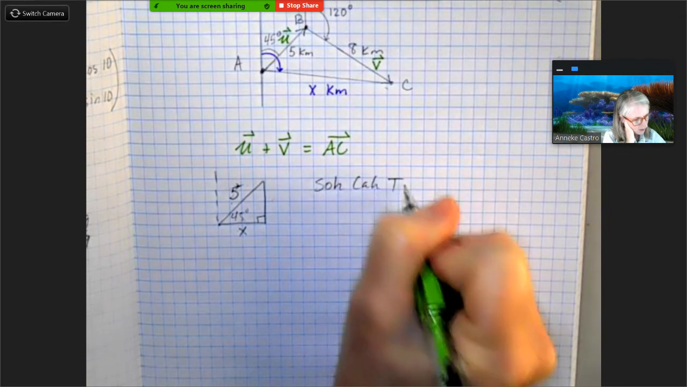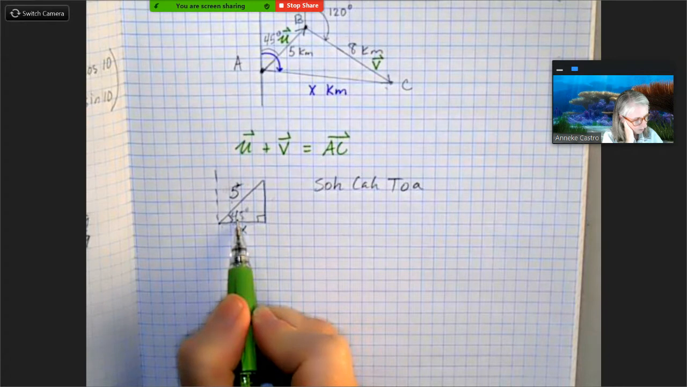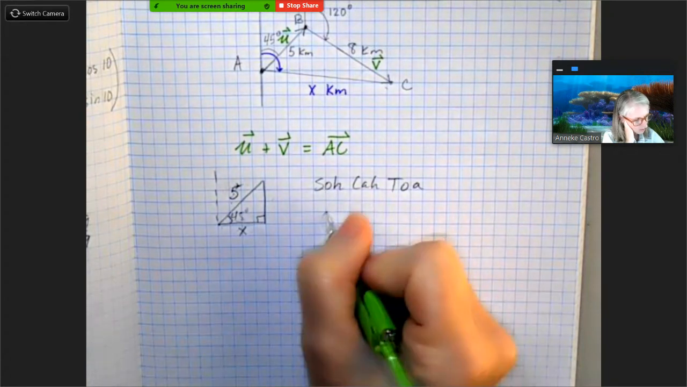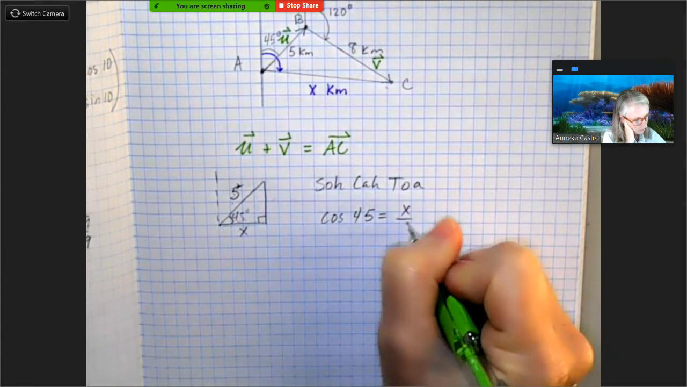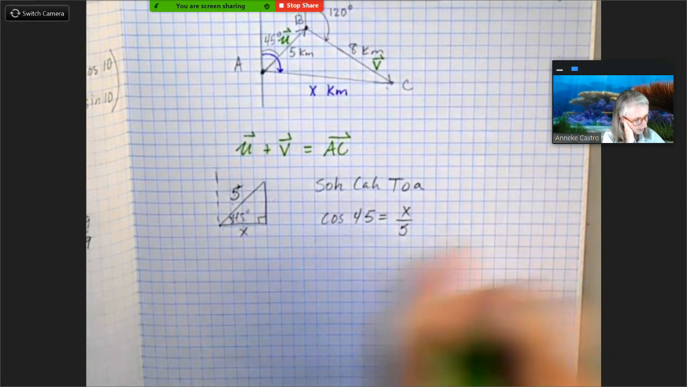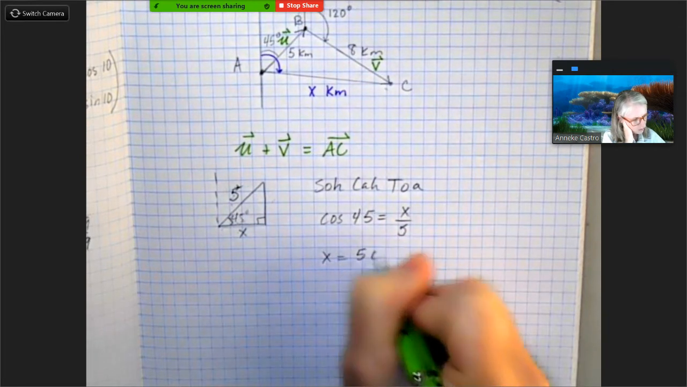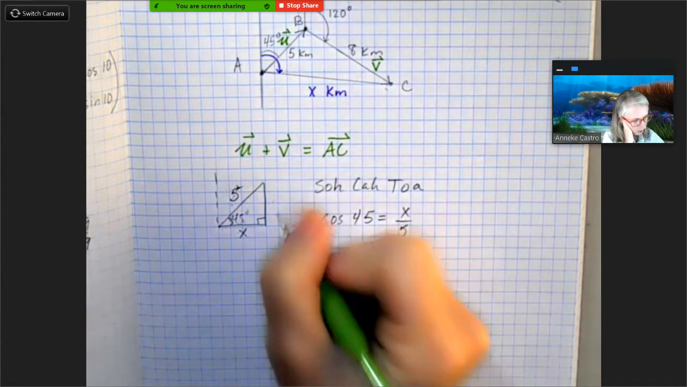SOHCAHTOA. So I have X is adjacent to the 45, and this is the hypotenuse. So I'm going to use cosine. So cosine of 45 is equal to adjacent over hypotenuse. And so I can solve for X. X is just going to be equal to 5 times the cosine of 45. And now I can do the same thing for the Y component.